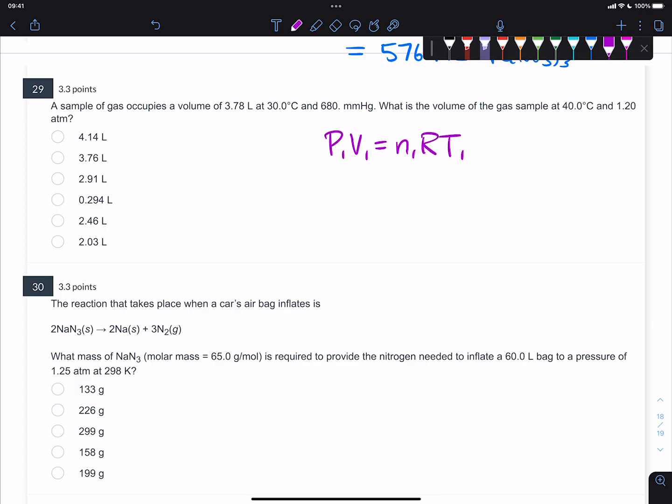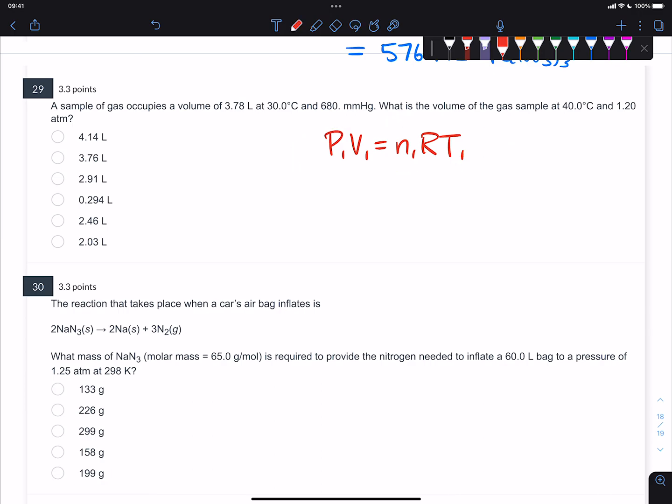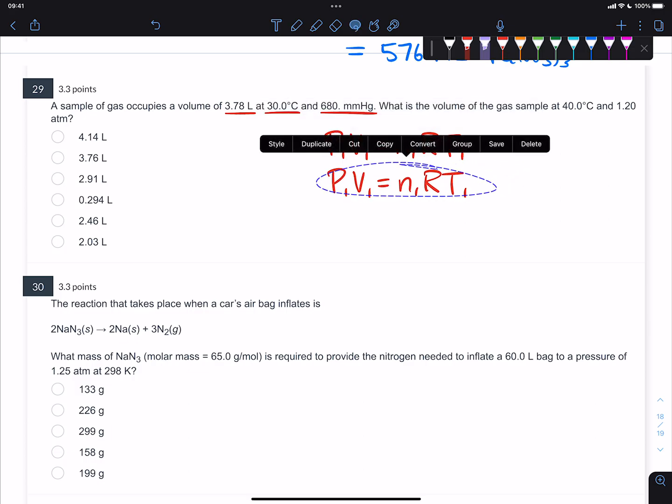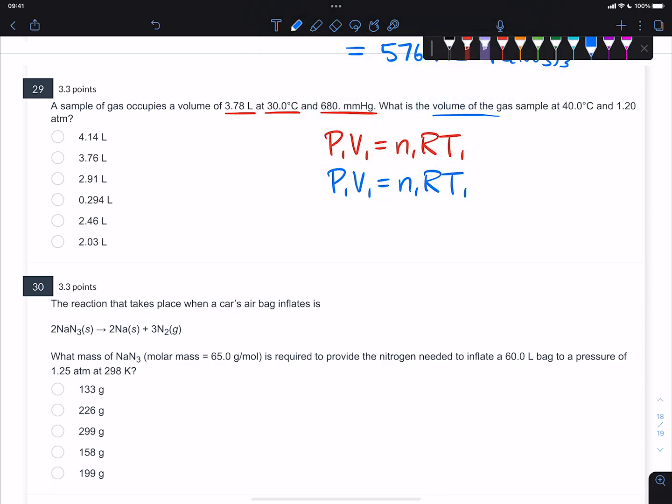So this is the initial conditions. I'll make this all red. Initially, it was this volume, this temperature, this pressure. We are assuming, of course, that the number of moles of gas is constant, as well as R. I'm just going to duplicate this and change the color to blue, because blue is going to represent the volume of the gas at the new temperature and new pressure. So we can change all these ones into twos, because that's going to be the final condition. And then divide.